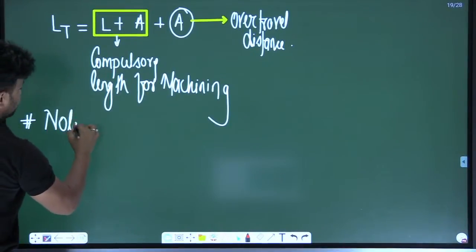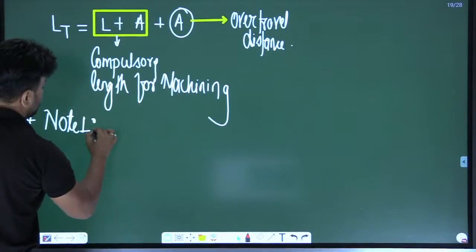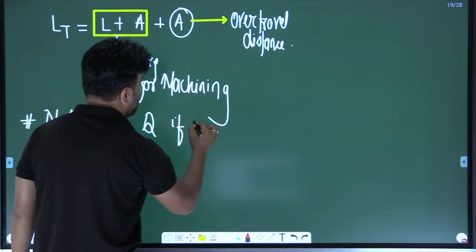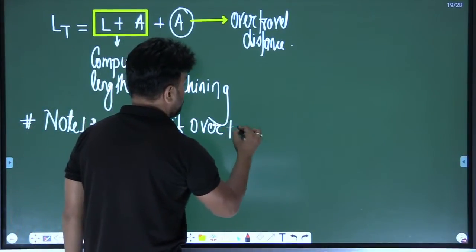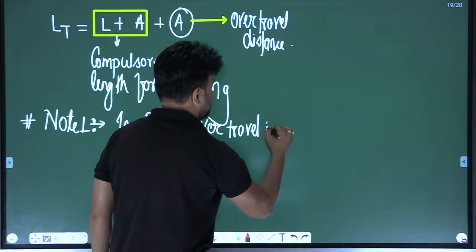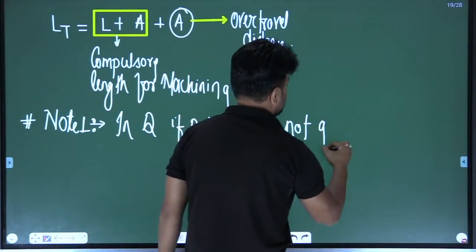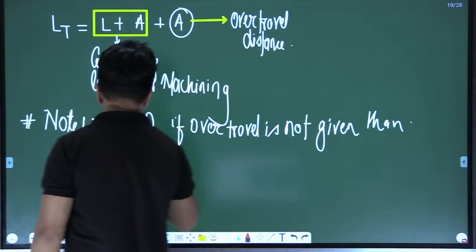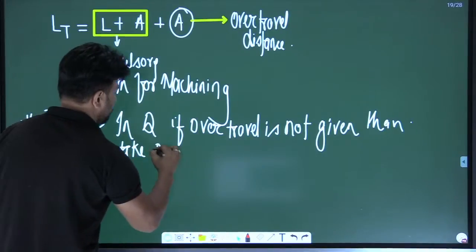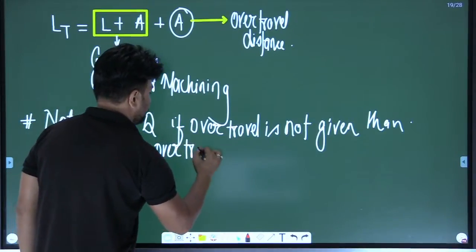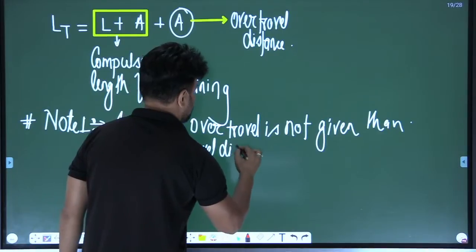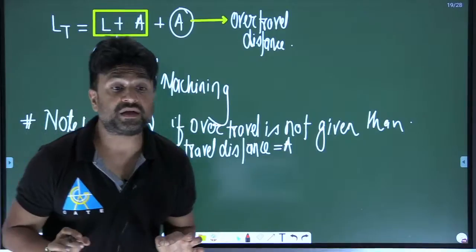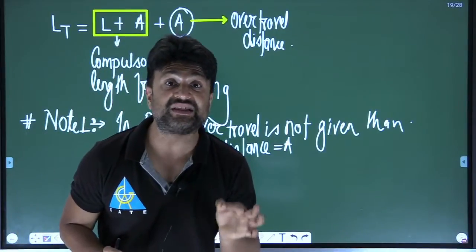Note 1, an important note: in the question, if over travel is not given, then take the over travel distance as A. When over travel distance is not given in the question, then take A.